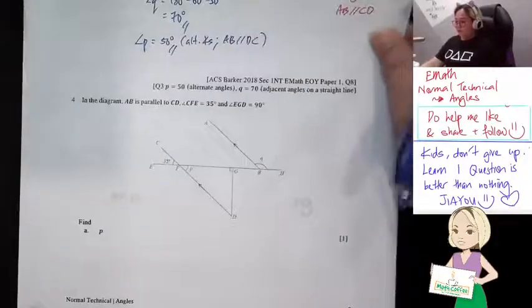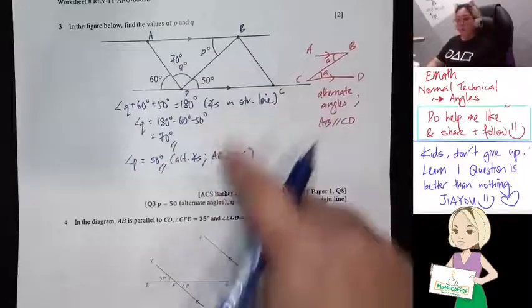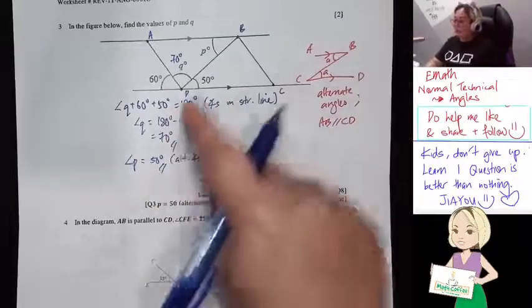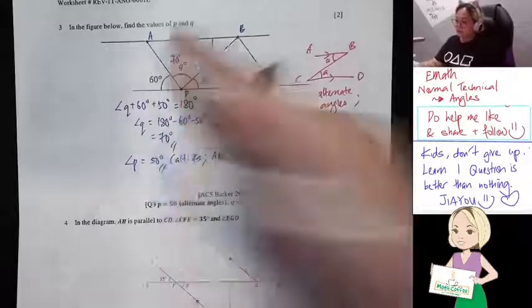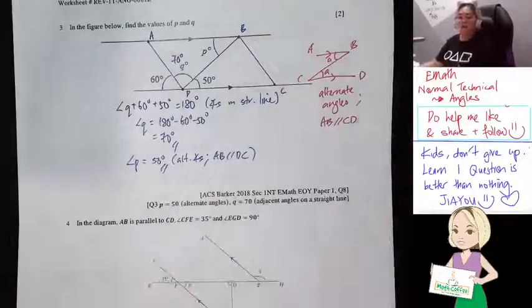Okay, reasoning means those statements that explain why you write that. Primary school is just 180 minus 60 minus 50, then answer. Then I say 50 degree, and they only write like that. Okay, that's for primary school, I don't have to write reasoning. But secondary school, you need to.